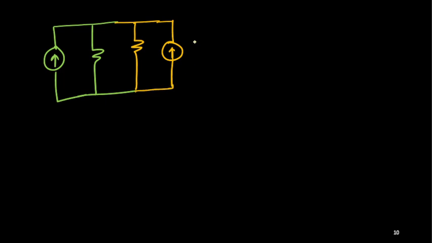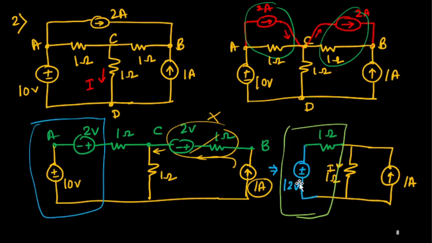This current source is 1 ampere. This is 1 ohm, and there I need to find out the current. Now I need to find out this equivalent current source and resistance for this one. So what is the current?